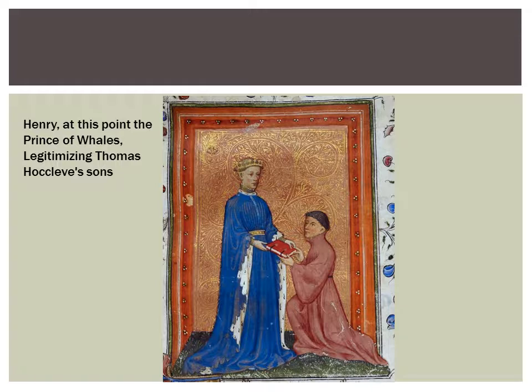This information was found on the History Channel website, and this picture was also found there. This just shows Henry doing some diplomatic stuff with the Prince of Wales. He was legitimizing his son, the Thomas Hickley's sons.